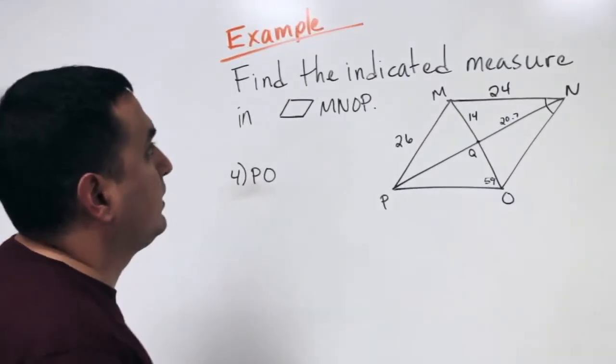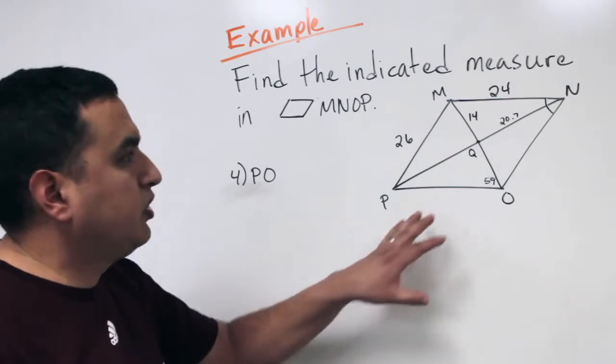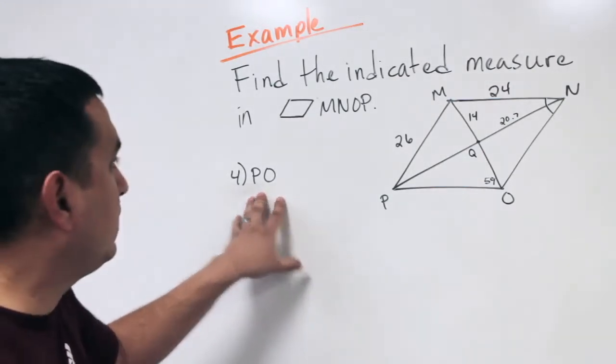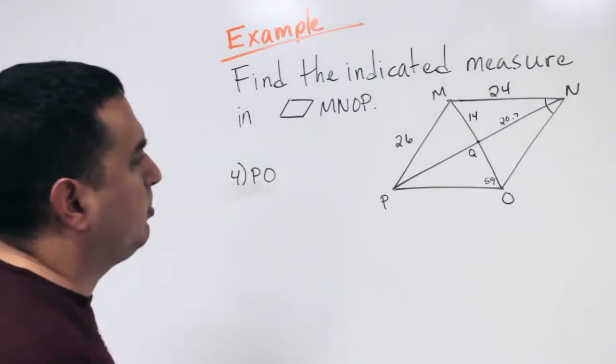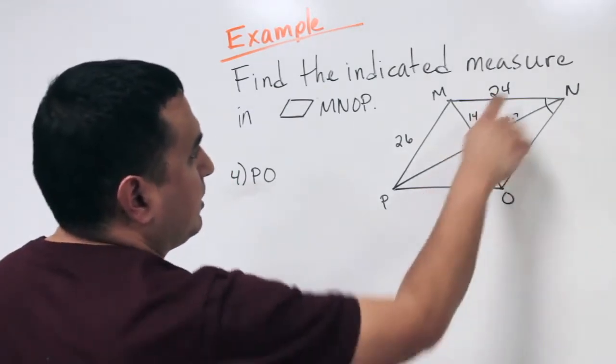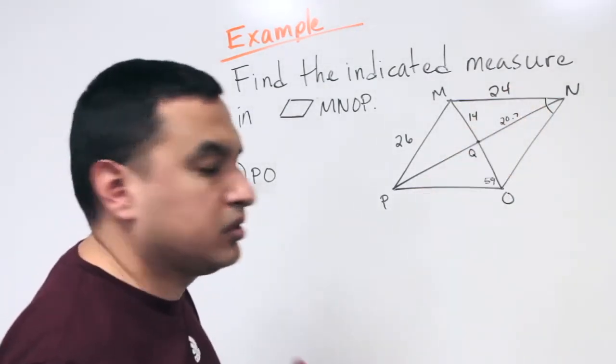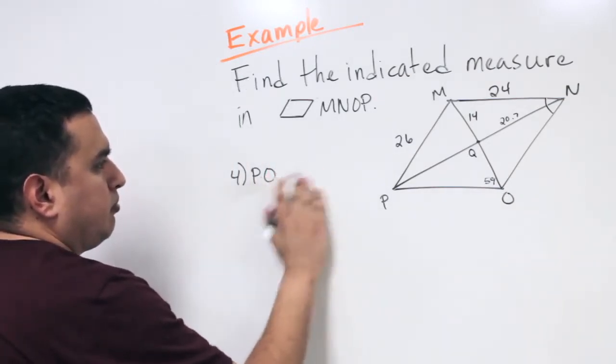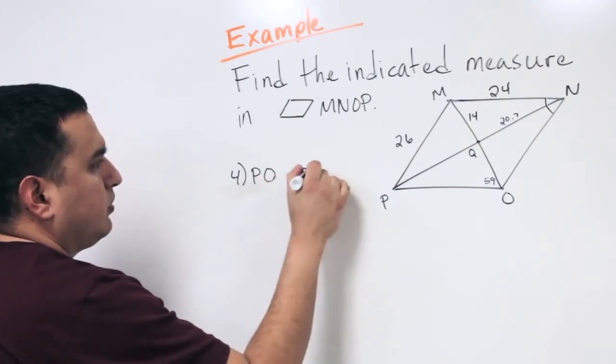Okay, in this next set of examples, we've got to find different parts of this parallelogram. The first example asked me to find the distance from P to O. PO is down here, and because the opposite sides of a parallelogram are congruent, that tells me very easily that PO, the distance from P to O, is 24 units.